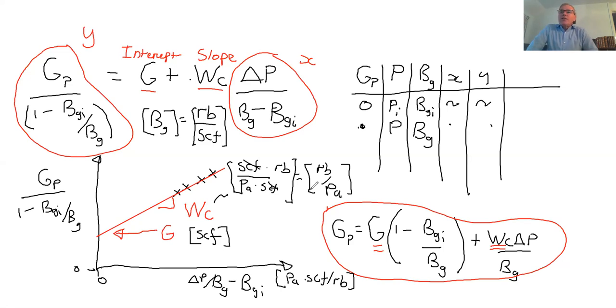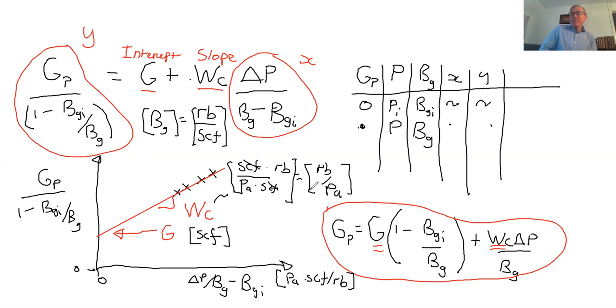So at this stage, we're looking in quite good shape. We've found G, we've found WC, we can now predict production, because we can find GP for any given pressure drop. One last point here. I recommend doing this analysis, even if you have a reservoir that you might think doesn't have an aquifer. What often people do is a P over Z plot, which was in the previous video, and then see if it's a straight line, convince themselves it is, and that's it.